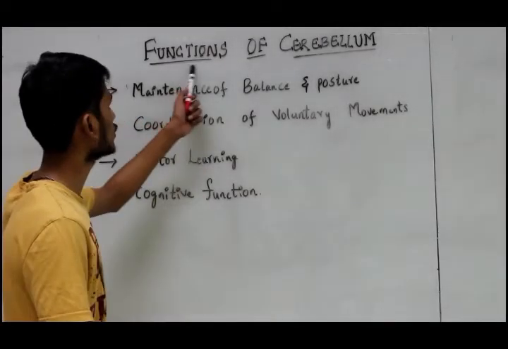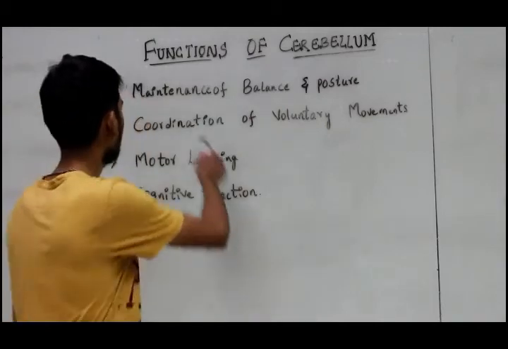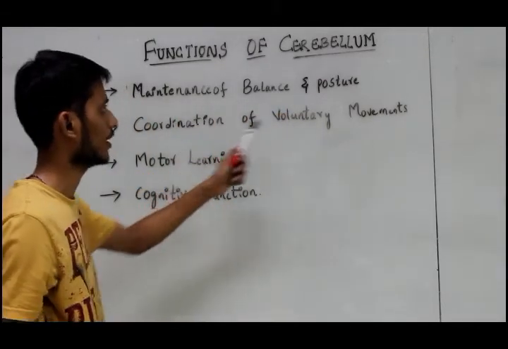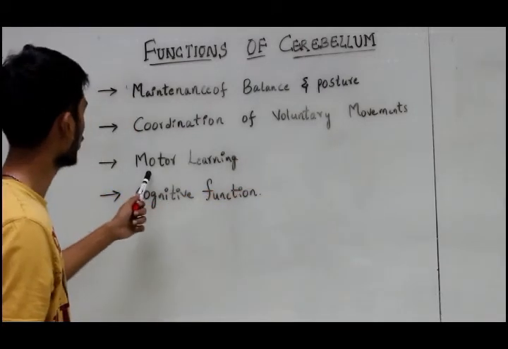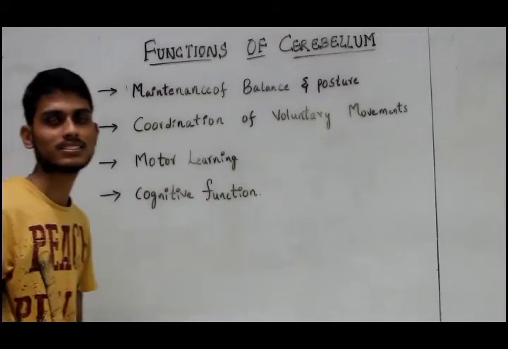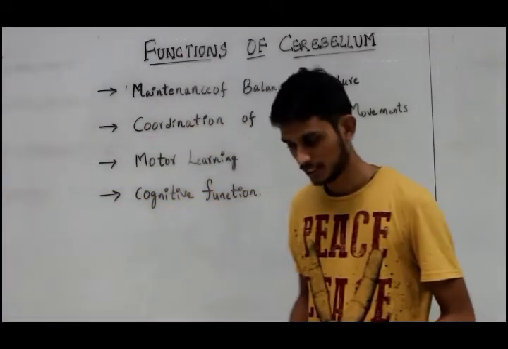Next, functions of the cerebellum. There are four distinctive functions. As you can see, maintenance of balance and posture, coordination of voluntary movements, and motor learning. Coming to the last and least one, cognitive functions. Let's talk about the balance of posture and movements, balancing the body.